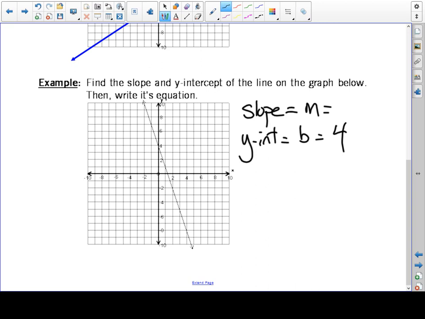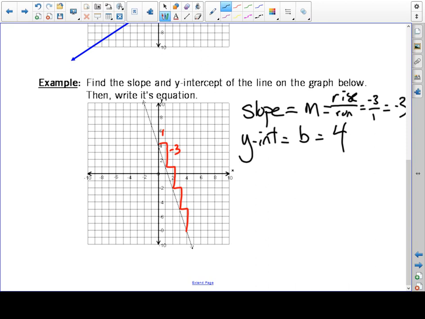The slope is going to force us into figuring it out. So let's see here. I'm going to go over 1, and then I'm going to go down 3. Over 1, down 3. Over 1, down 3. Down is negative, so that's negative 3. Over 1, so that's a 1. Slope is rise over run. The rise is negative 3 over 1, and because it's negative 3 over 1, we can just write it as negative 3. So the slope is negative 3, and the y-intercept is 4.